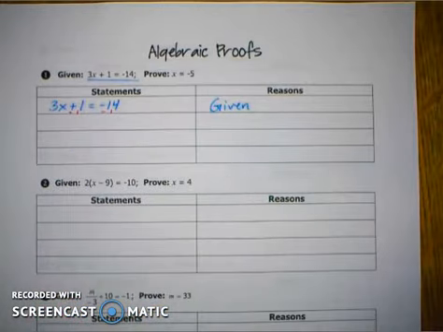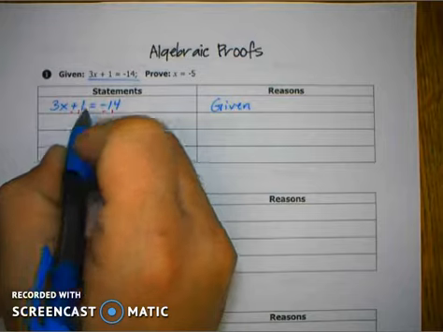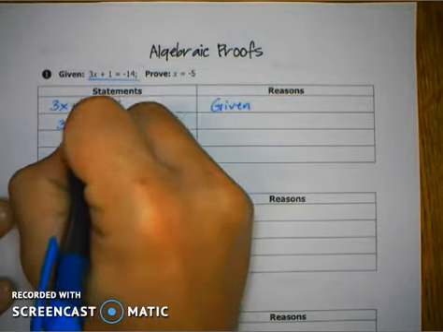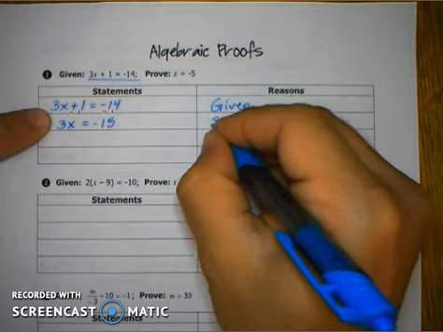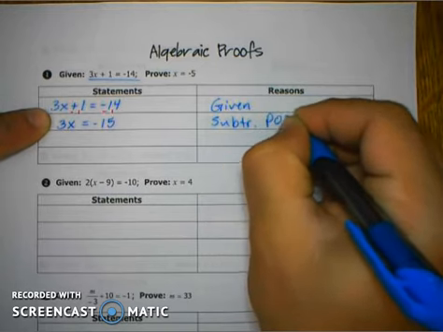Okay, but you don't have to write that. That's why I wrote it in a different color. Okay, we're going to write what we would get. If I subtract 1 from both sides, this side is now just 3x, and this side is -15. And then my reason explains what I did. I subtracted from both sides, so it's the subtraction property of equality.